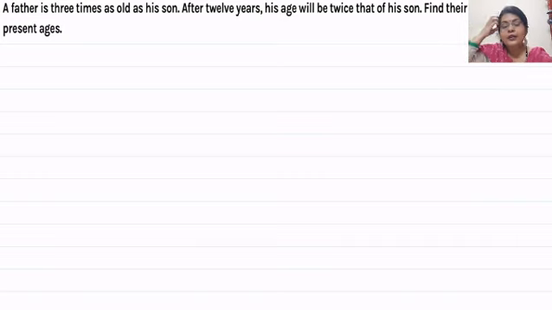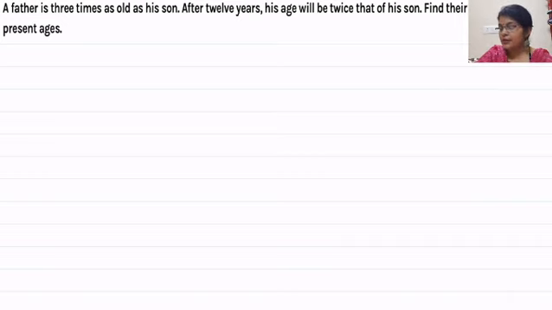Now, a father is three times as old as his son. The question is there. What we have to do is read the question and see what conditions are involved, and do accordingly. So it is written: a father is three times as old as his son. After 12 years, his age will be twice that of his son.